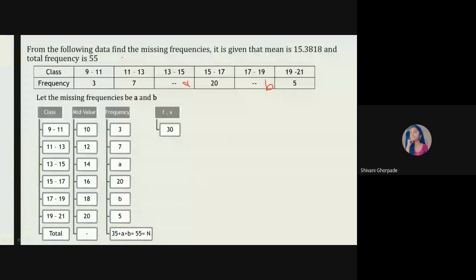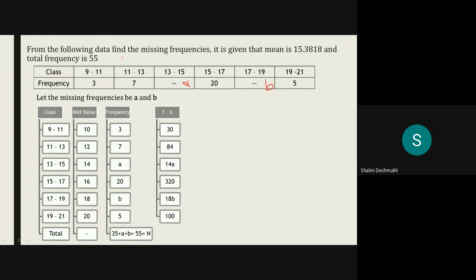The next one, 14 only? Or 14a? It's 14a, Sanket, right. Next one is 16 multiplied by 20, 320. Right. Next is 18 multiplied by b, so it's 18b. And the last one is 100. Yes, 100. Good.